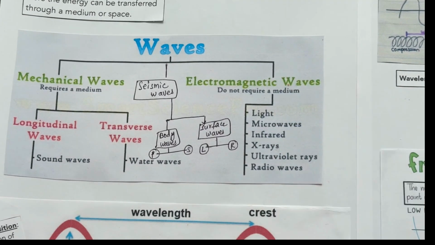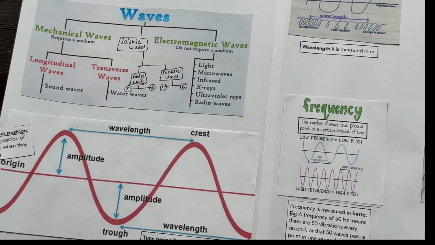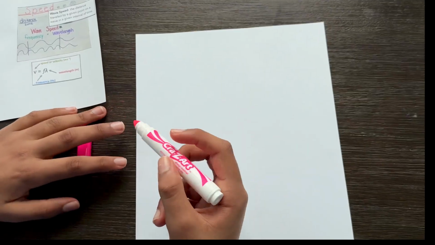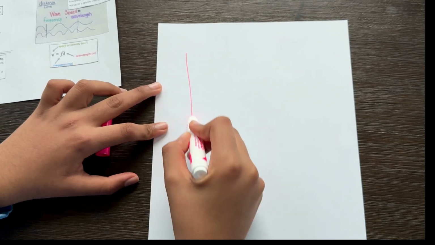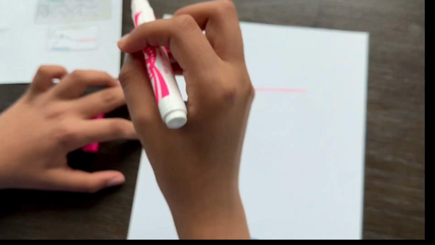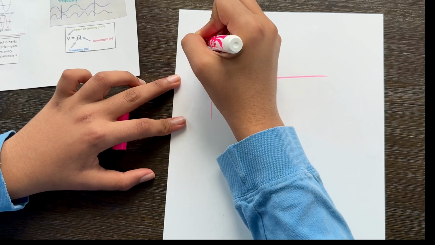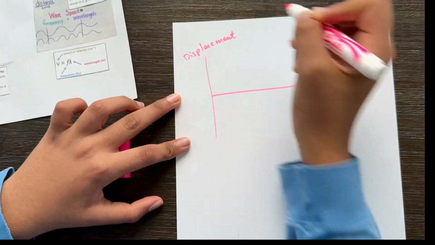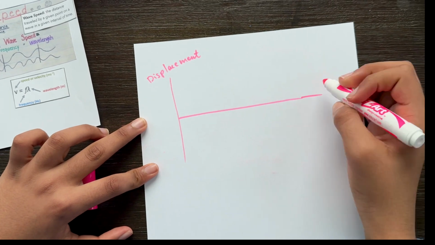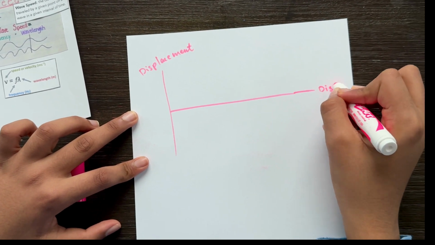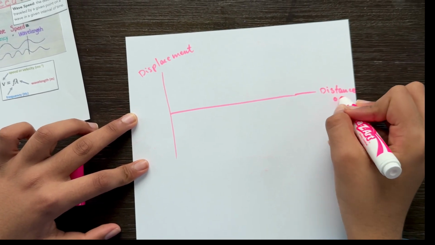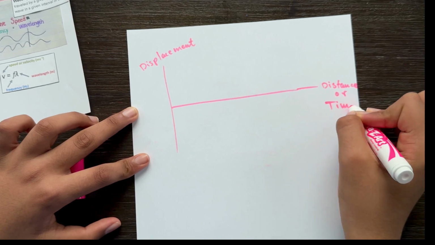Now, when we look at a wave, there are multiple properties to it. So I'm going to draw the wave. There are these two parts over here. The vertical line over here is the displacement. And this horizontal line over here is the distance. However, it can also be the time in some situations.